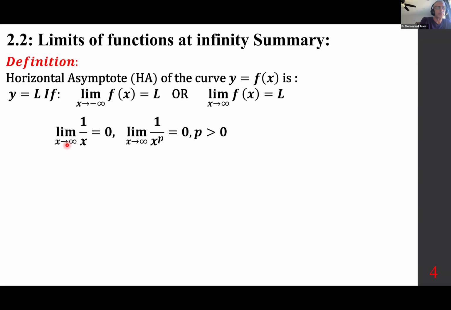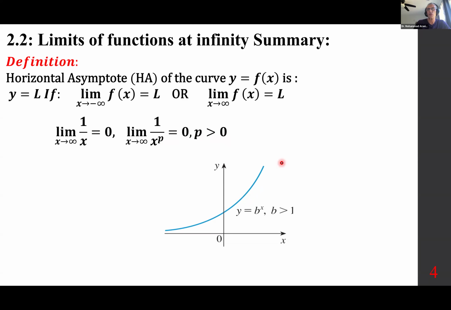For example, the limit of 1 over x as x approaches infinity is 0. The limit of 1 over x to the power of p as x approaches infinity is 0 for p larger than 0. And in both cases, therefore, y equals 0, which is the x-axis, is the horizontal asymptote. Some of the functions we are familiar with.